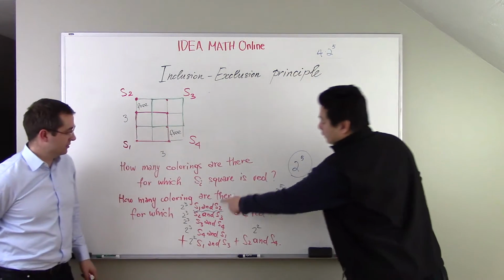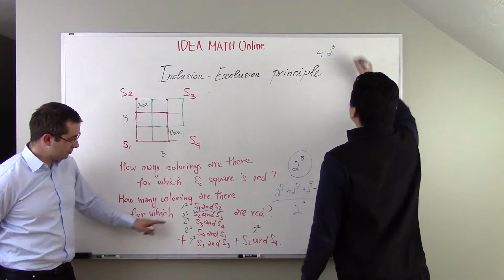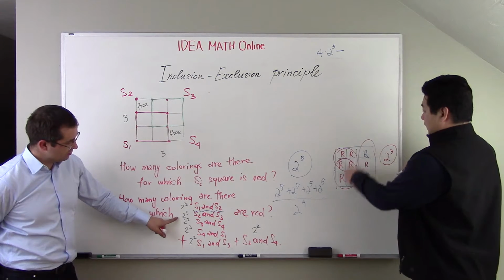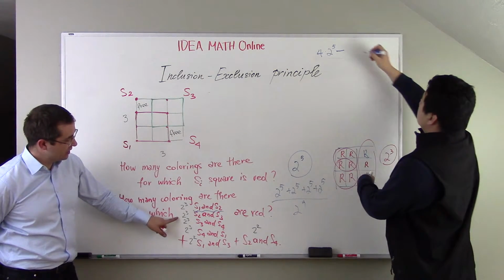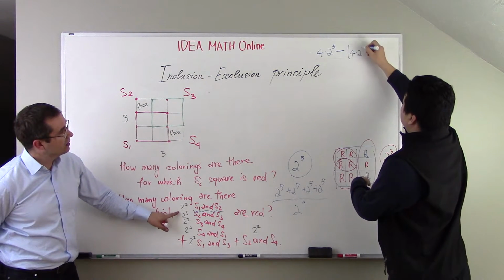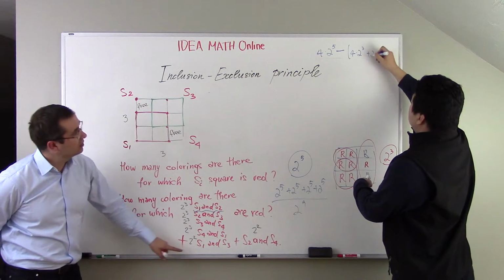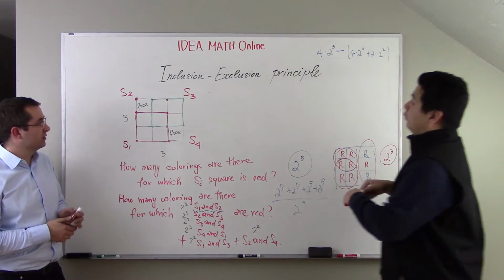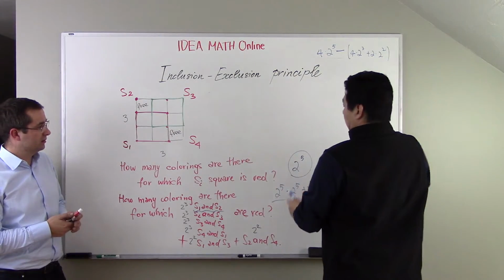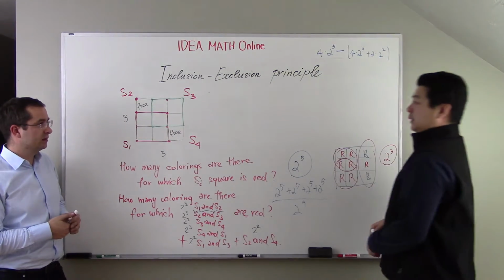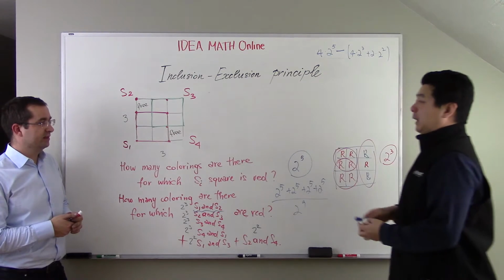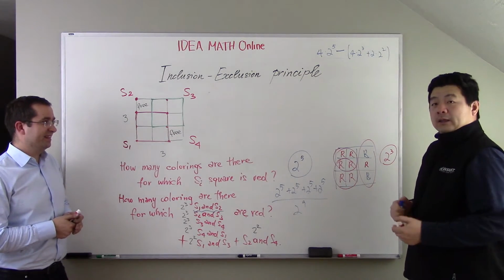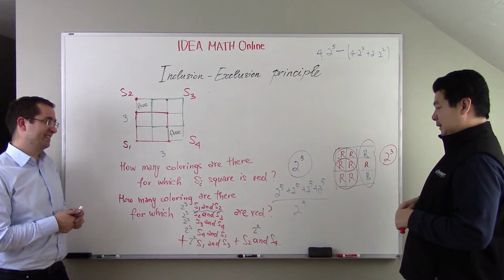Now we have to subtract out what? All the overlapping ones, like this. So that's 4 times 2 cubed, and 2 times 2 squared. Are we done? We included them, we also excluded them. Technically it seems like we are done. Do you guys think we are done yet?